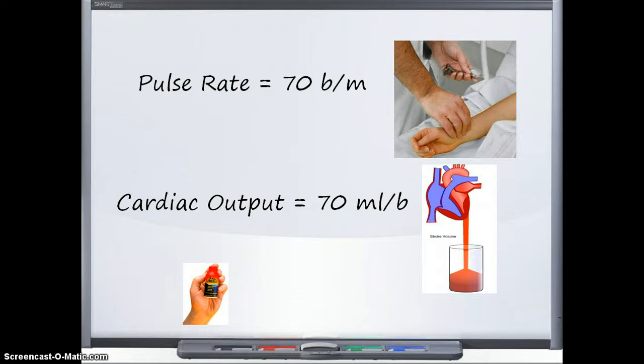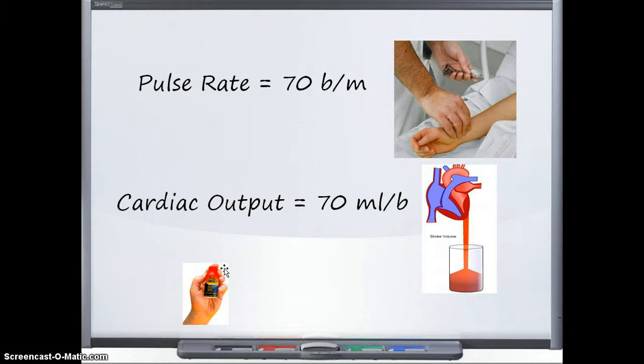Let's assume that the heart pumps 70 milliliters each time it beats. So pulse rate, or heart rate, is 70 beats per minute. Cardiac output is 70 milliliters per beat. What is 70 milliliters? Well, if you've been to the pharmacy or the deli and you see those little shot-sized bottles of 5-hour energy, that's about a 60 milliliter bottle.